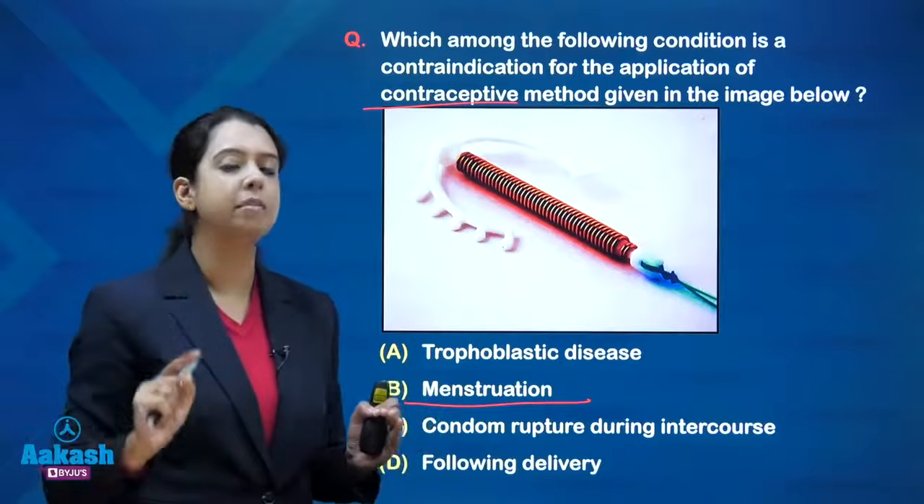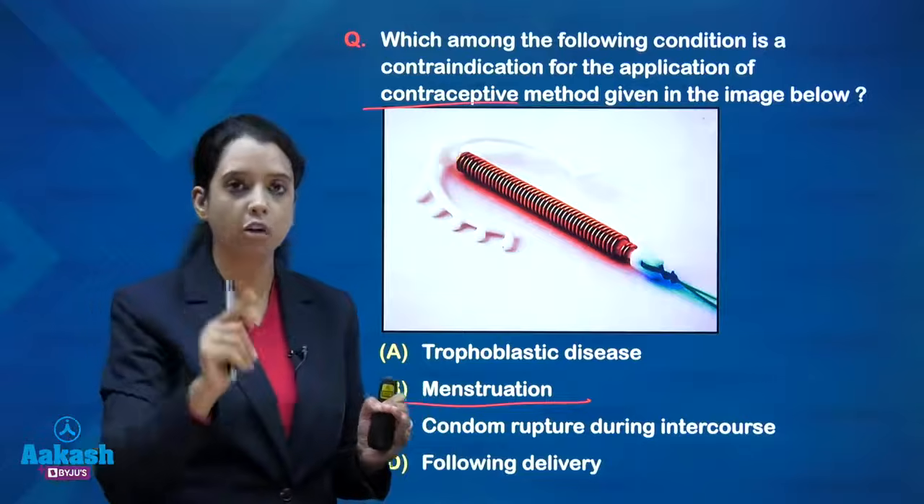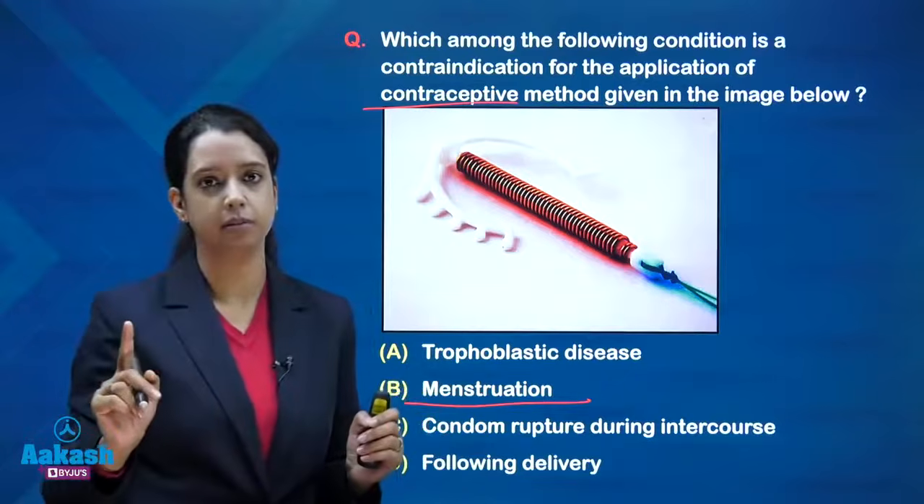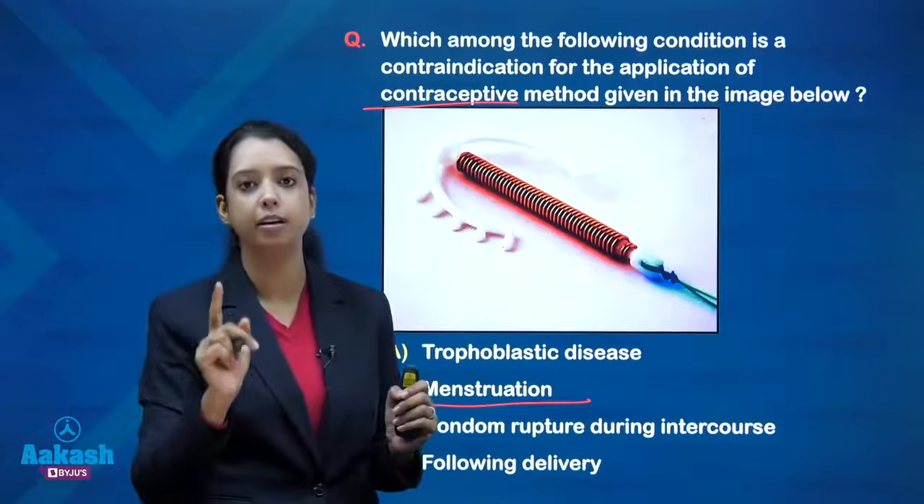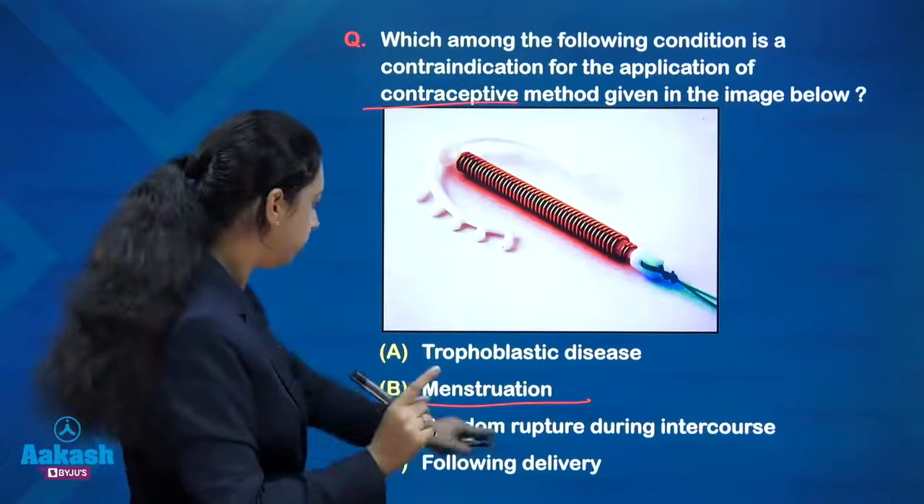Is Mirena an emergency contraceptive? No. Hormone releasing IUCD is not an emergency contraceptive. Only copper containing IUCD is an emergency contraceptive. Okay, so it is not a contraindication.